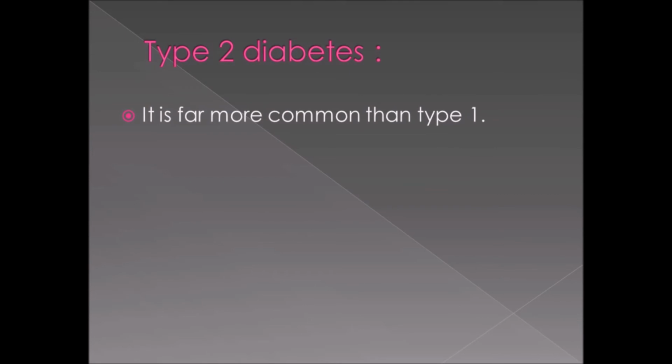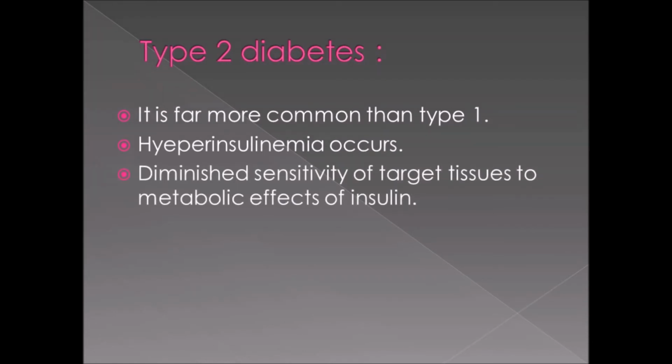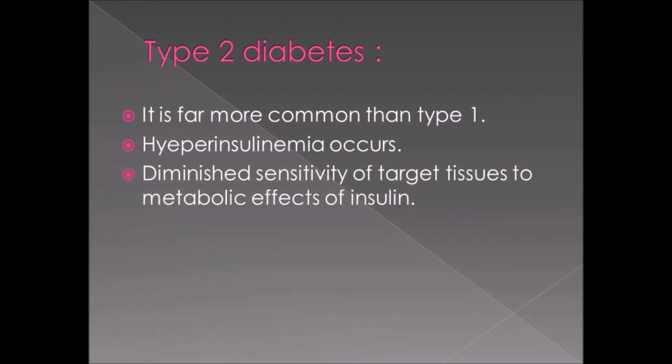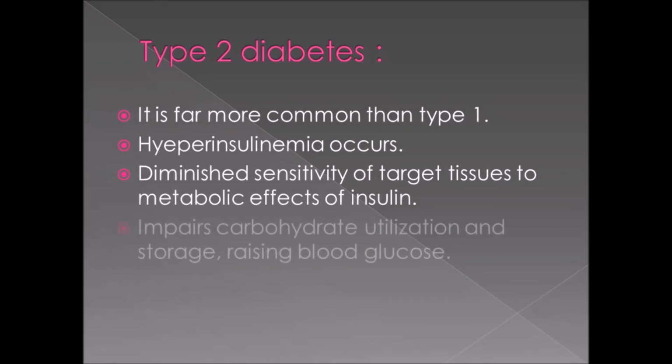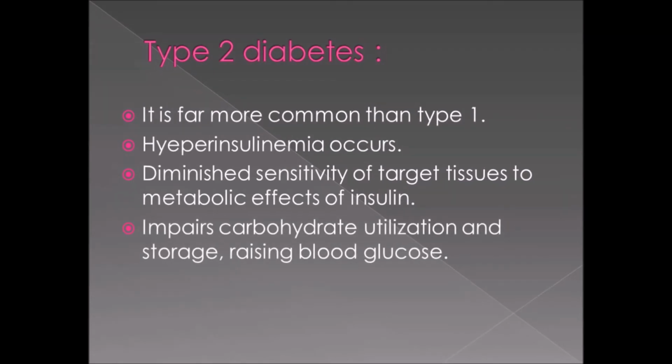In contrast to type 1 diabetes, type 2 diabetes is associated with increased plasma insulin concentration. Hyperinsulinemia occurs as a compensatory response by the pancreatic beta cells for insulin resistance, a diminished sensitivity of target tissue to the metabolic effects of the insulin. The decrease in insulin sensitivity impairs carbohydrate utilization and storage, raising blood glucose and stimulating a compensatory increase in insulin secretion.